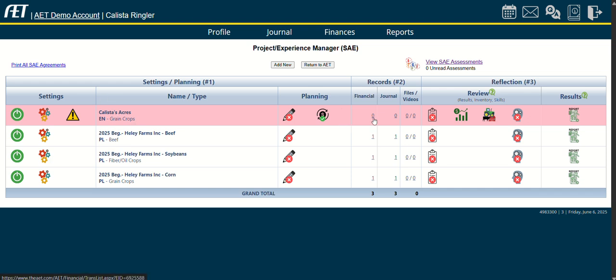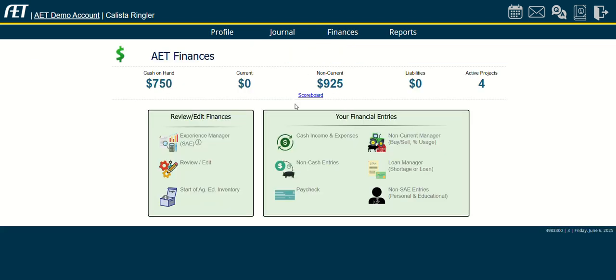So we can either choose this 0 right here from our SAE experience page, or we can go to the finances tab. Now, in previous videos, I only covered the paycheck or the non-current manager. At this point, I'd like to cover the other 3 ones that will relate to your SAE. One is the loan manager, for if you take out a loan to help with your operation. One is for non-cash entries, and the other is for cash income and expenses.